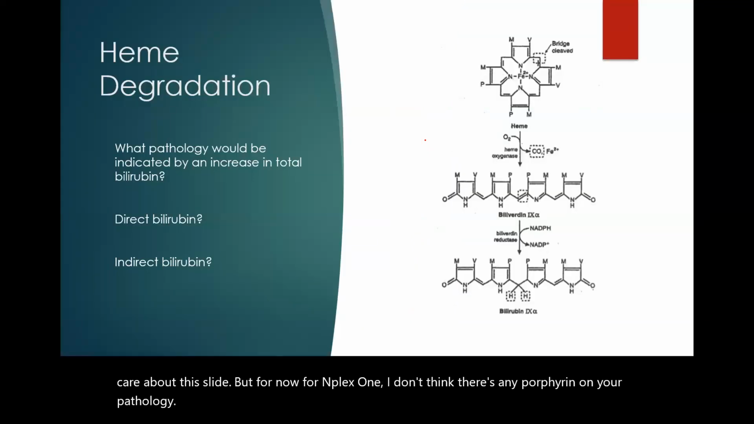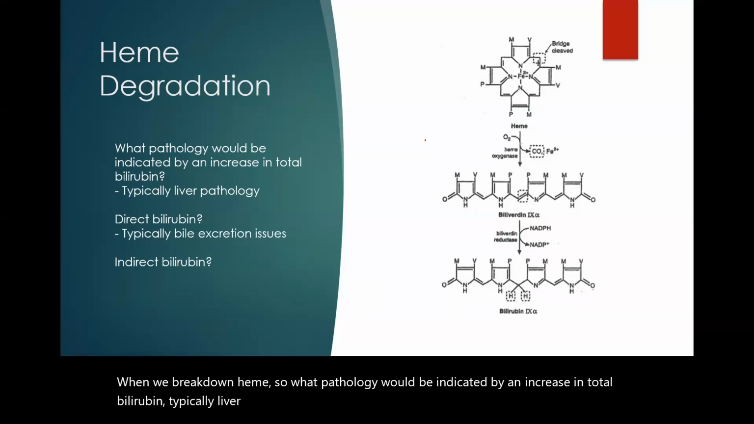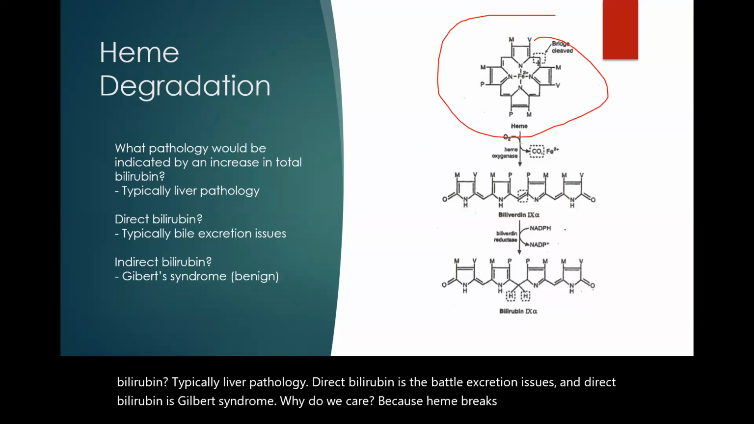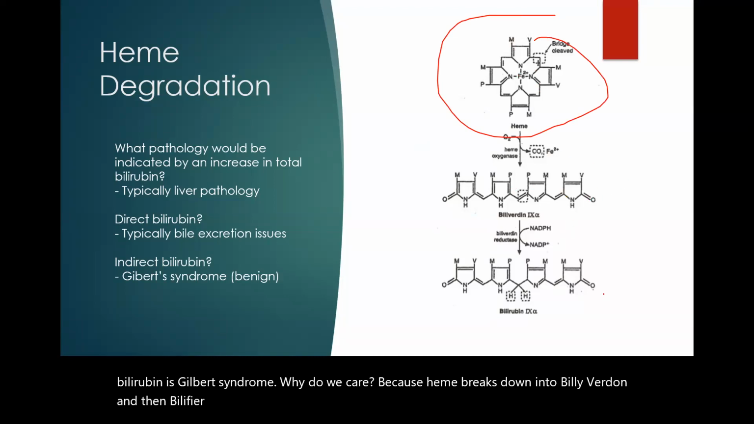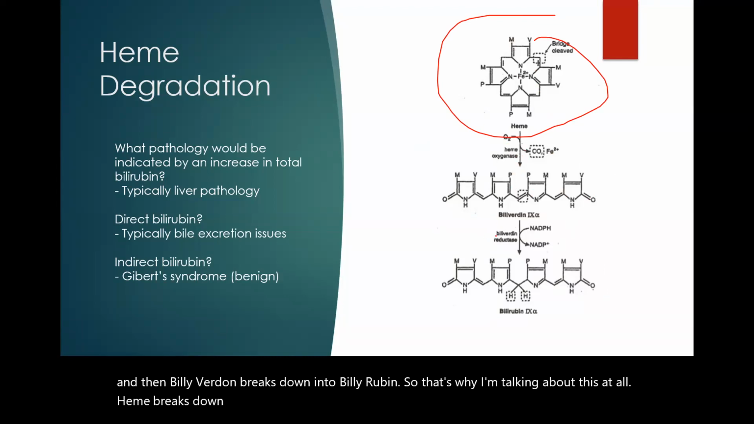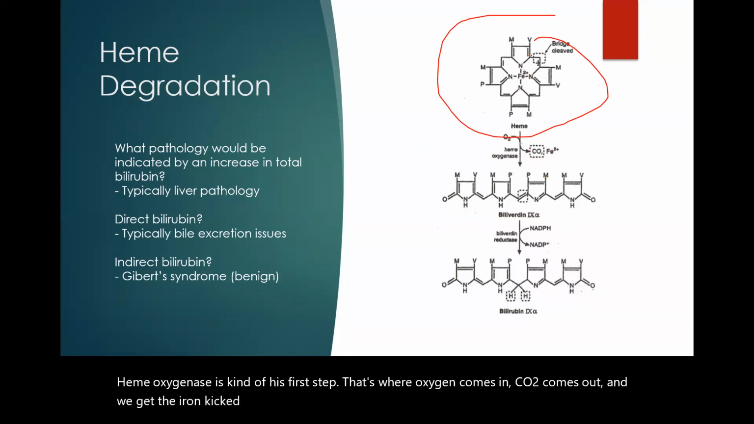When we break down heme, what pathology would be indicated by an increase in total bilirubin? Typically liver pathology. Direct bilirubin is bile excretion issues. Indirect bilirubin is Gilbert syndrome. Why do we care? Because heme breaks down into biliverdin, and then biliverdin breaks down into bilirubin. So that's why I'm talking about this at all. Heme breaks down via heme oxygenase and then biliverdin reductase. Heme oxygenase is the first step. That's where oxygen comes in, CO2 comes out, and we get the iron kicked off. Once the iron's kicked off, that's when we can cleave the bridge and open it up.